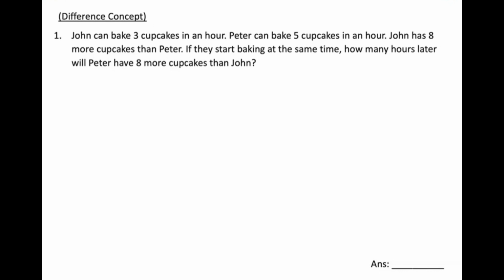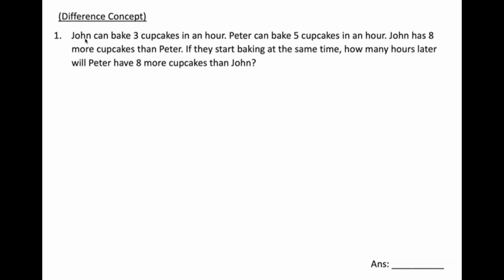So when you read the question, you got to recognize this. At the very beginning, John has more than Peter. But in the end, Peter has more than John. How does that happen? That could only happen because Peter is baking more per hour than John. So over time, Peter will be able to catch up with John and overtake John by 8 more.